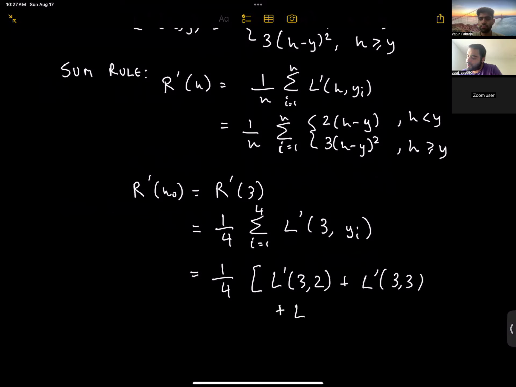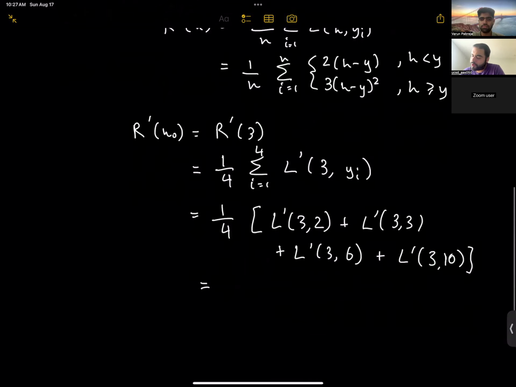Plus our loss of 3, 6, plus our loss of 3, 10. Right? So if you calculate all of these, this is a piecewise function, so we have to do different things, right? When h is less than y, we have to do a different function, and when h is greater than y, we have to do a different function.